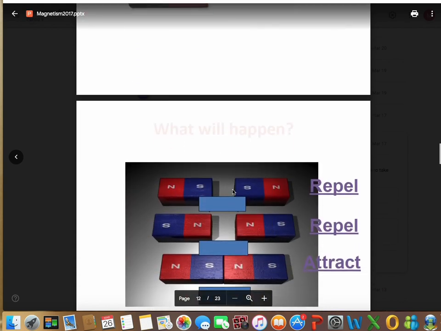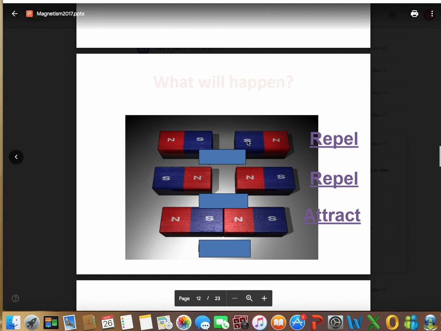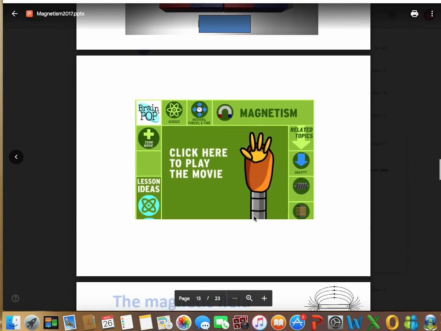What's going to happen in these magnets right here? You have two south poles. This says repel, but why does it repel? Because they are the same poles. South and south repel. They have a pushing action. The north and north are going to repel as well. They have a pushing action, and the south and the north will attract. Opposites attract.